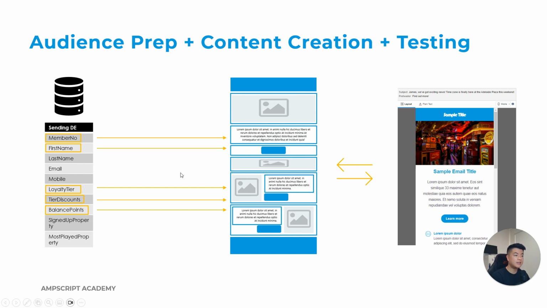We're retrieving whatever data we have in the sending data extension to display in the email or to make the email dynamic. So you can imagine we can make certain content blocks dynamic based on the loyalty tier. We can display the tier discounts, display the tier balance points. And obviously the testing, this is important. This whole section here, you're going back and forth ensuring everything's approved, everything's working as expected based on the data of your customer.